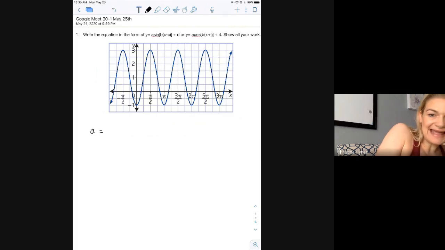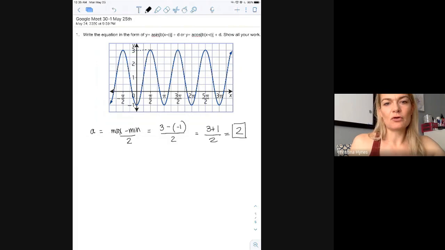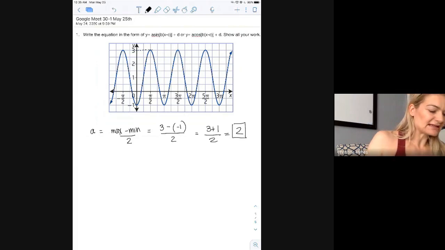All you have to do to find A is your amplitude. That is always found by taking your max minus your minimum and dividing by 2. So you look at your max height. We know that our max is 3. We're always looking at the y coordinates when we're talking about amplitude. Your minimum is -1, so you'd subtract -1, and then divide that value by 2. So that's 3 plus 1 divided by 2, which is 2. That's your amplitude, and it's the same for either the sine graph or the cos graph. So that's how you find your amplitude.